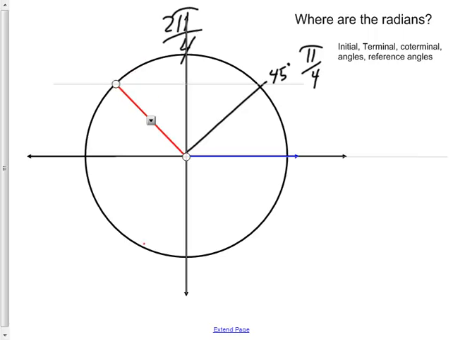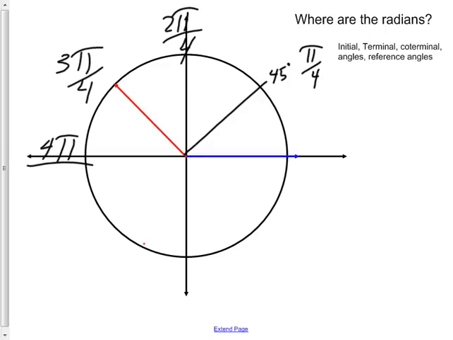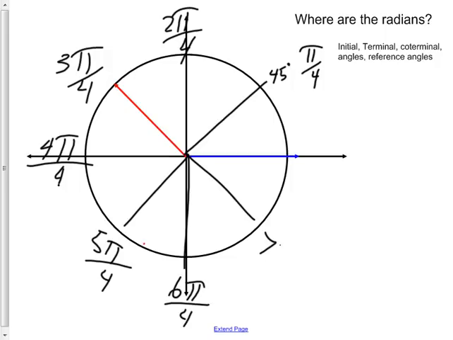This one's the next 45 degree spot. 3 pi over 4. 4 pi over 4, which makes sense if you think about it because the 4's will cancel and it's just pi. 5 pi over 4. 6 pi over 4. 7 pi over 4. And 8 pi over 4, which again makes sense because it reduces down to 2 pi, which is 360, which is the same as 0, and it all makes sense.